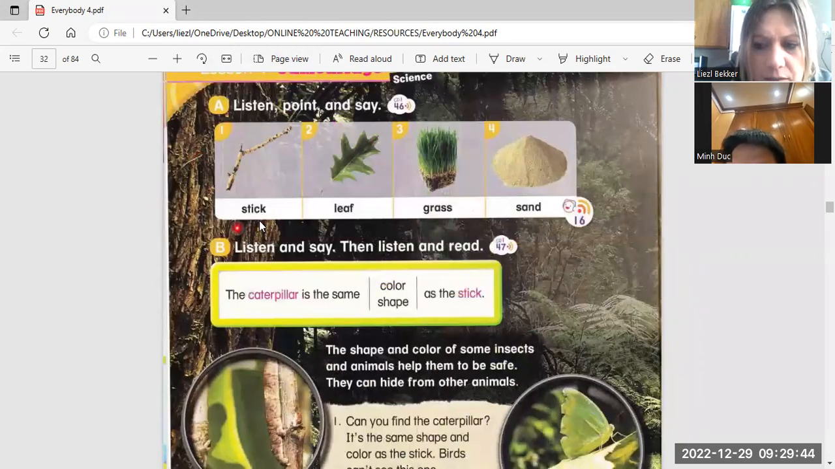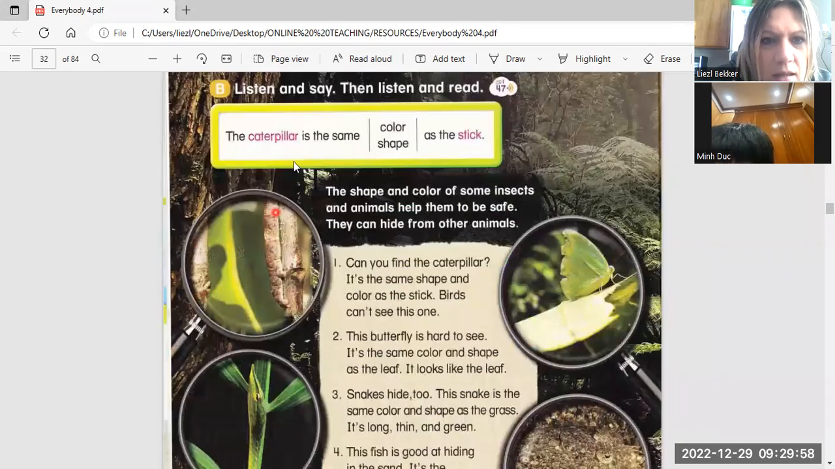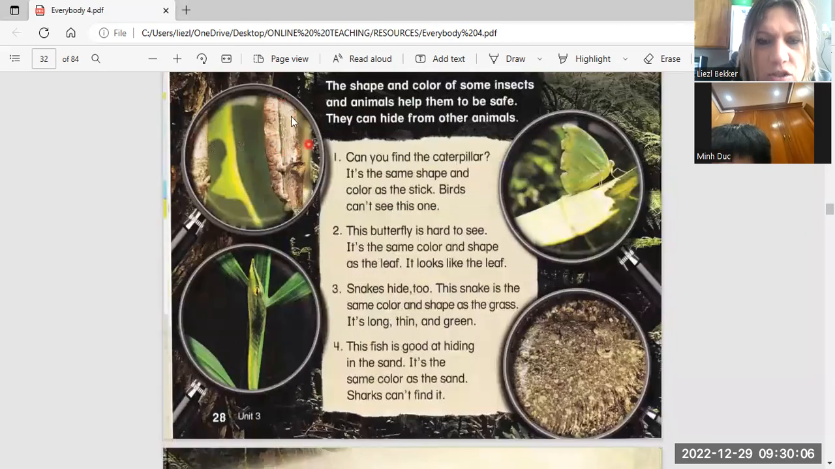Stick. Leaf. Grass. Sand. The caterpillar is the same color as the stick. The caterpillar is the same shape as the stick. The shape and color of some insects and animals can help them to be safe. They can hide from other animals.